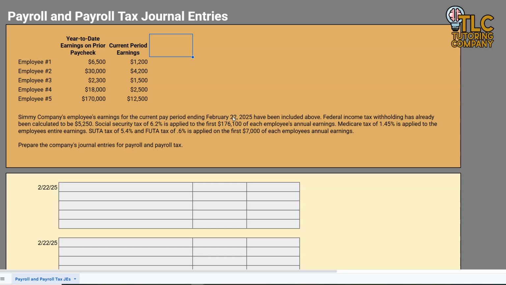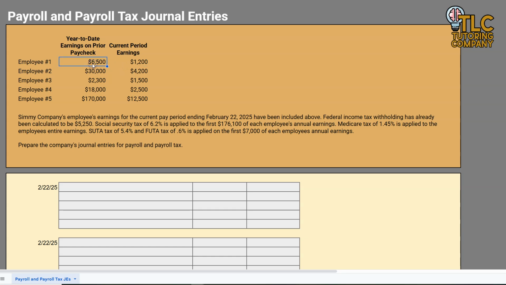They're trying to take a look at how much their employees have earned so far, and they are preparing all of their withholdings and recording the journal entry to show how much they owe their employees as well as the government. So here, for each employee for the current period, we see their earnings in this second column here. So employee number 1 earned $1,200 during the pay period ending February 22nd. Employee number 2 earned $4,200 for the pay period ending February 22nd, so on and so forth.